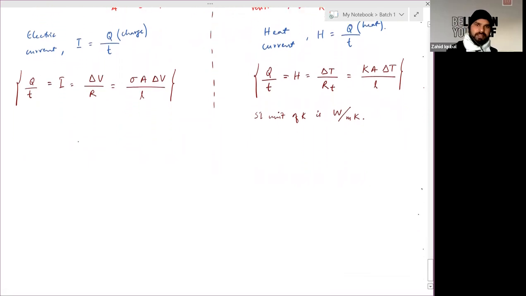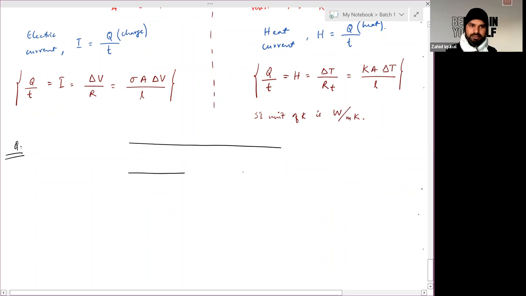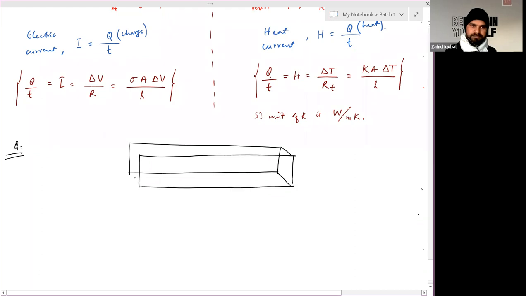So related to this part, let me give you some question. Suppose there is a rectangular block. This end is connected to a furnace having temperature 100 degrees Celsius. This end is connected to ice at 0 degrees Celsius. Length of this particular block is 50 centimeter, 10 centimeter, and 10 centimeter. These are the dimensions.